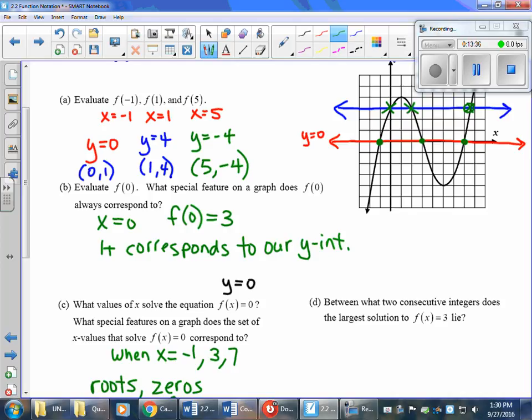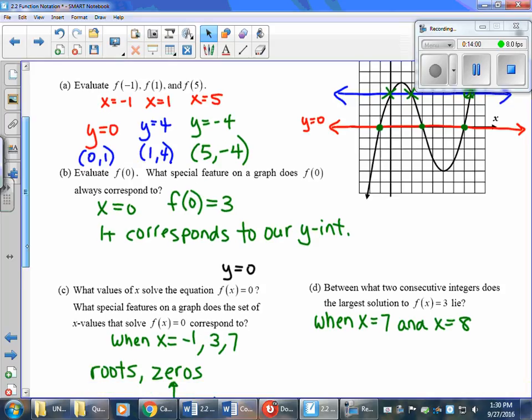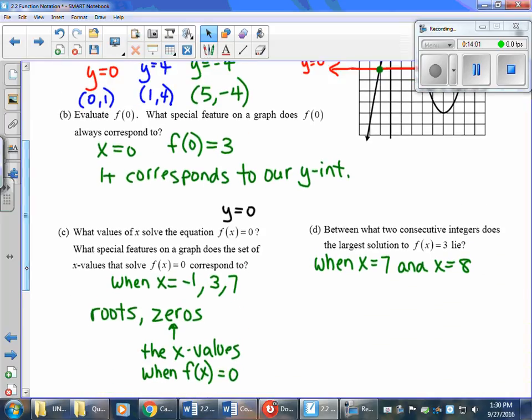So when x equals 7 and x equals 8. You can be a little bit more specific with it, and you could say between x equals 7 and x equals 8, that would be the largest solution to f of x equals 3. You might want to pause and take some notes before we move on.